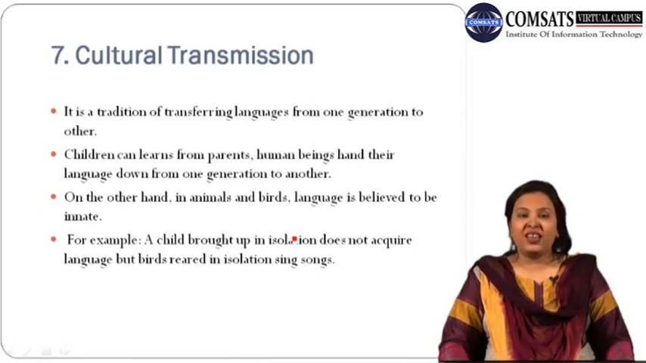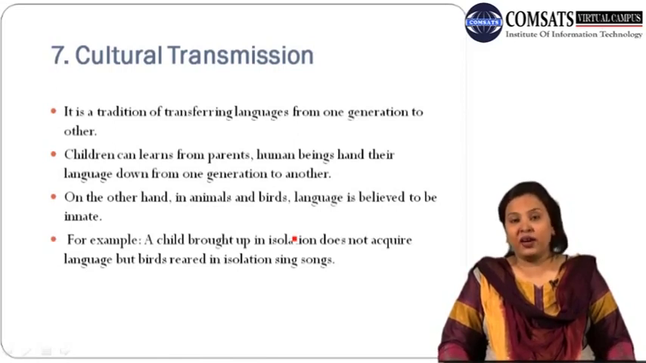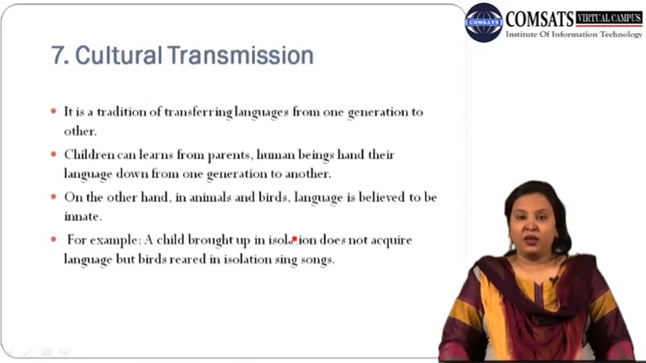So it is proved that language in human beings is learned. It is a process that is acquired. It is not our mental ability to produce a language as soon as we are born. No, we learn it. On the other hand, in the case of animals and birds, they have this language with them. And it has been proved that if a bird is kept in isolation from all other birds, it will still be able to produce certain notes. So the thing that has been proved is that language is innate.